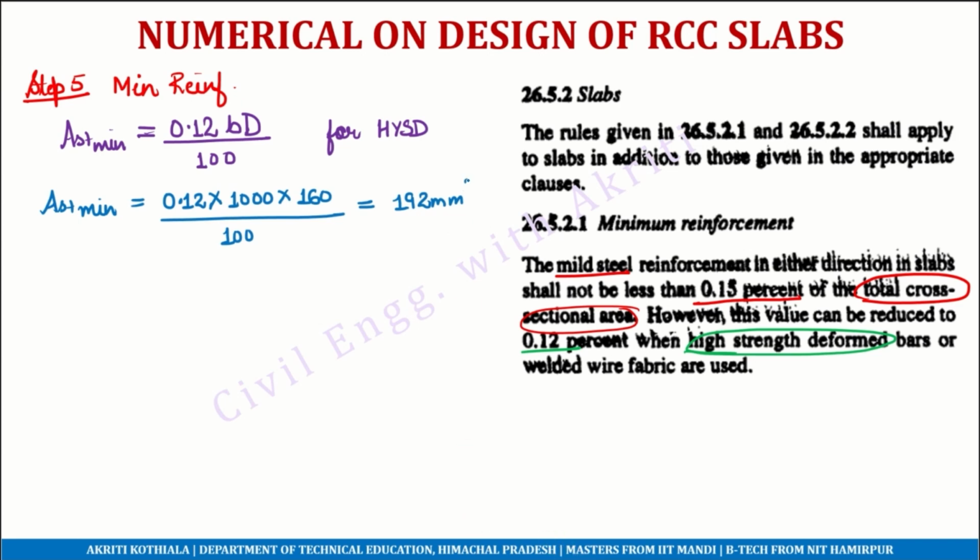So the minimum area of steel which we require, which we have to provide as per clause 26.5.2.1, is 192 mm square. But what are we providing? We are providing a higher value of 411 mm square. So this is less than 411, hence we are safe. We are providing a higher value greater than the minimum reinforcement required.